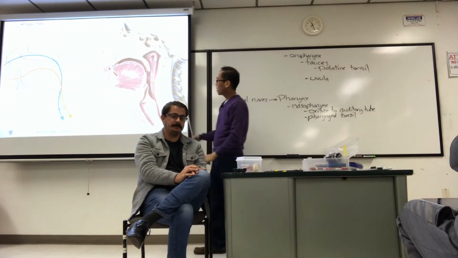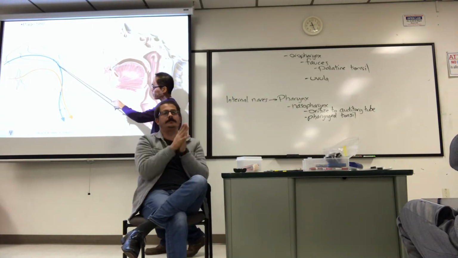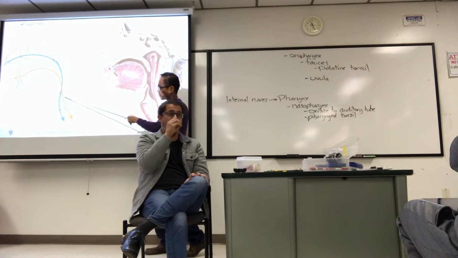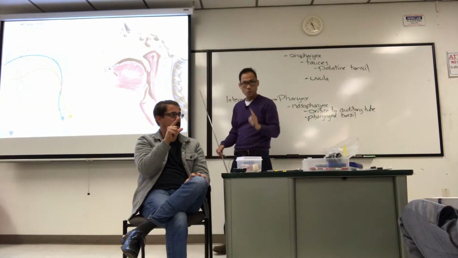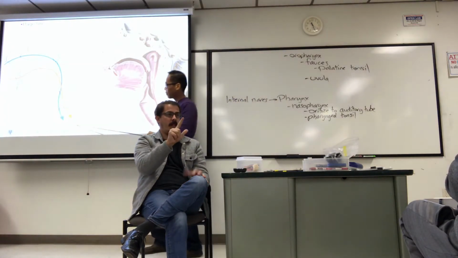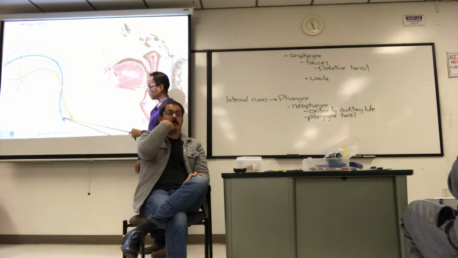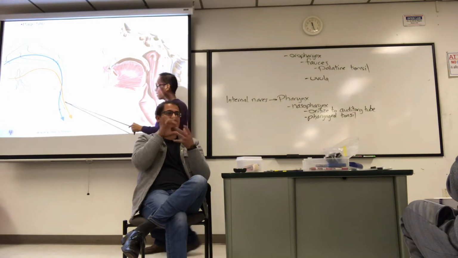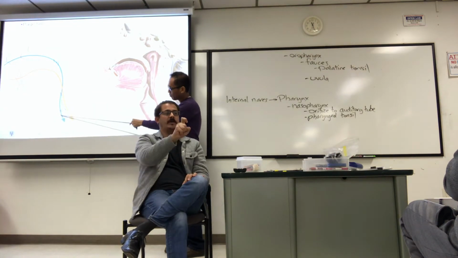All right, let me backtrack. Nasopharynx, oropharynx, laryngopharynx in green right there. It's pretty much a fork in the road because you route food down the foodway, you route air down the airway. That's why it's a fork in the road. Anyways, the laryngopharynx leads to the laryngeal inlet.